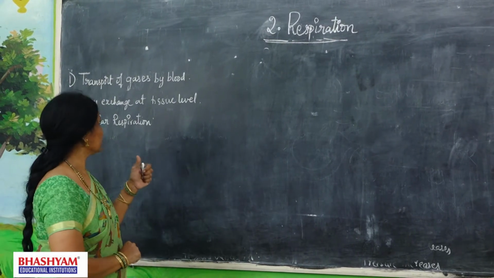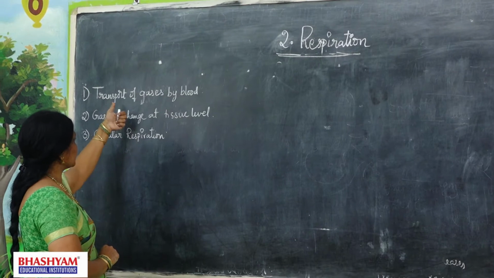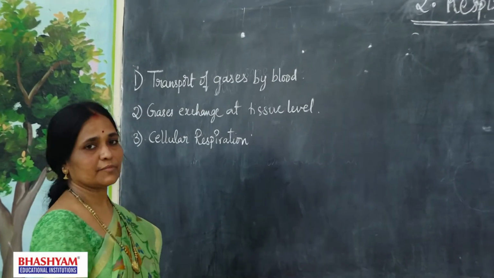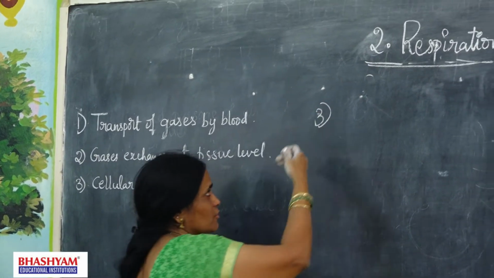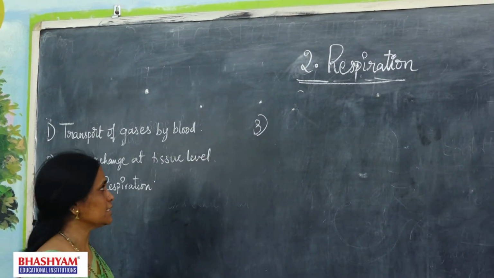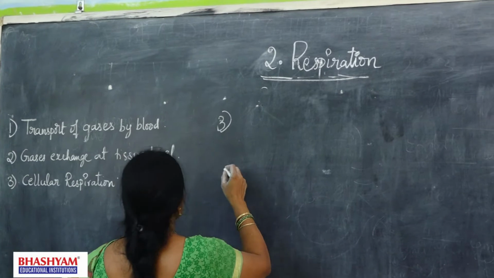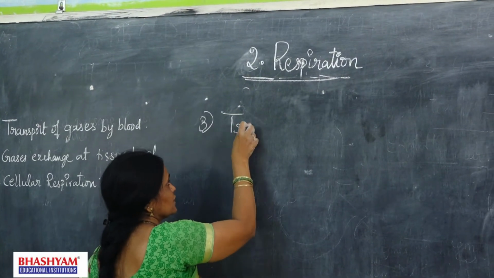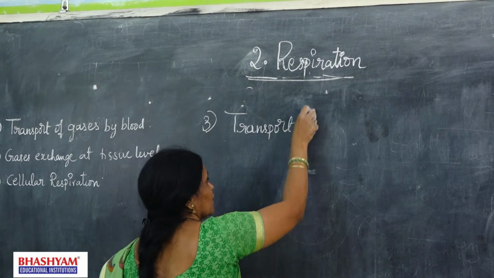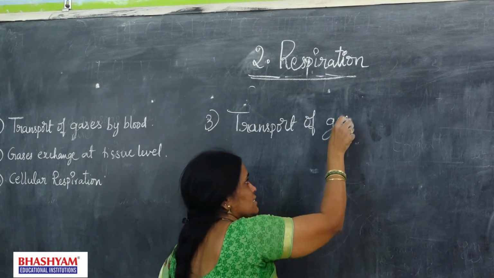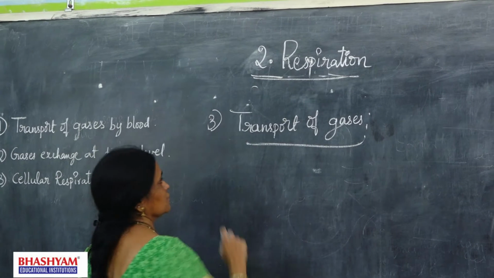Coming to today's topic, transport of gases by blood. This is the third step of respiration. We already discussed the first two steps. The first step is breathing, the second is gas exchange at the lungs level, and the third step is transport of gases. How does transport of gases take place in our body?